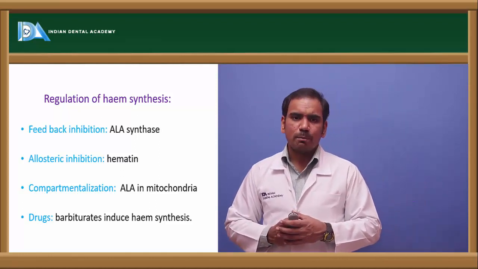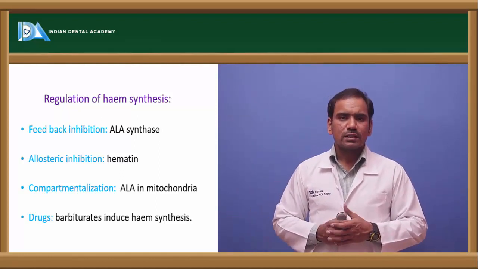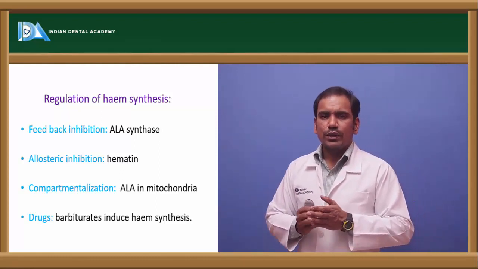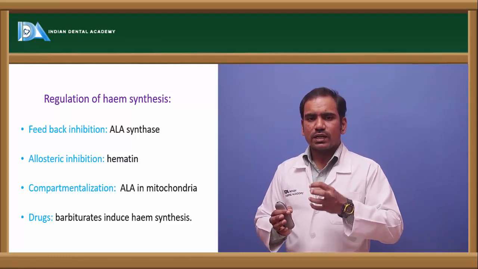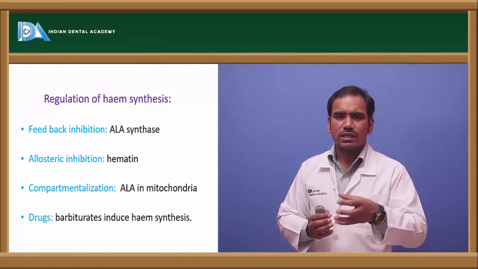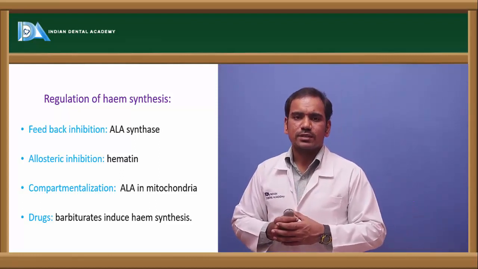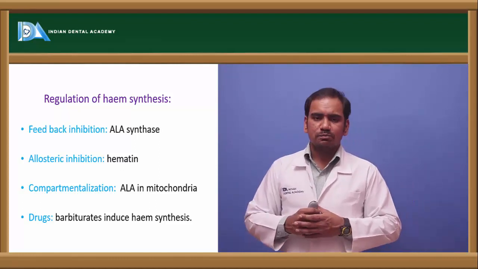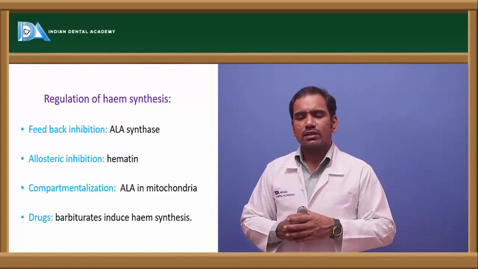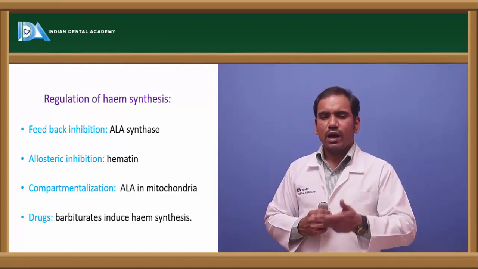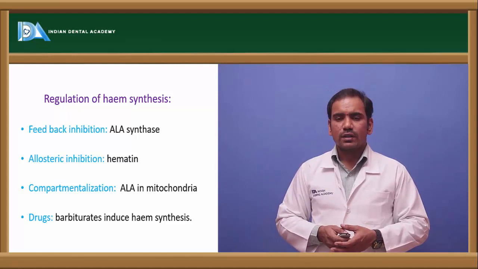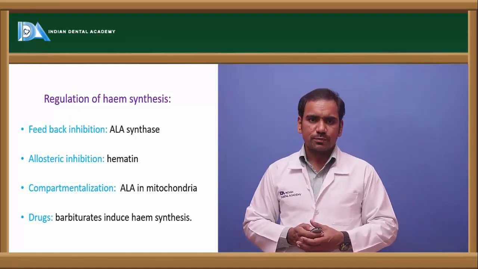The third mechanism is compartmentalization. We discussed that some reactions occur in the mitochondria and some in the cytosol, and the key enzyme which catalyzes heme synthesis is present in the mitochondria. In this way, by compartmentalization of enzymes, we can regulate heme synthesis. The other mechanism is drugs. The key enzyme ALA synthase is activated by drugs like barbiturates, so its activity is increased when a person takes these drugs. So this is about the regulation of heme synthesis.